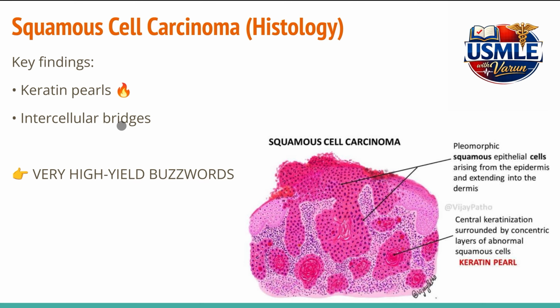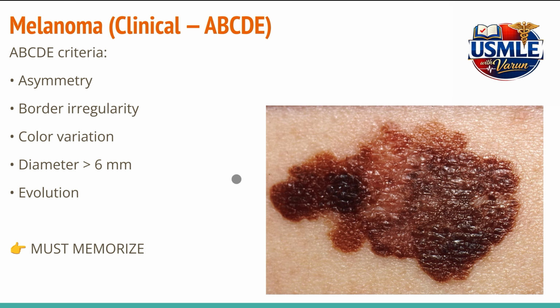On histology, the key feature is keratin pearl formation. So there are circular collections of keratin that are produced by the tumor cells. We may also see bridges between the cells indicating strong cell-to-cell connections. So keratin pearls are the most important clue in squamous cell carcinoma, whereas when it comes to basal cell carcinoma, it's peripheral palisading with a retraction artifact.